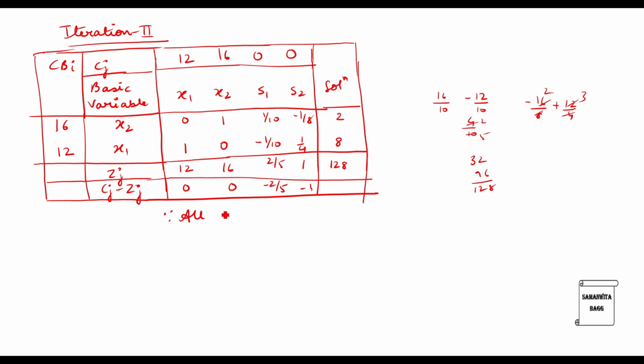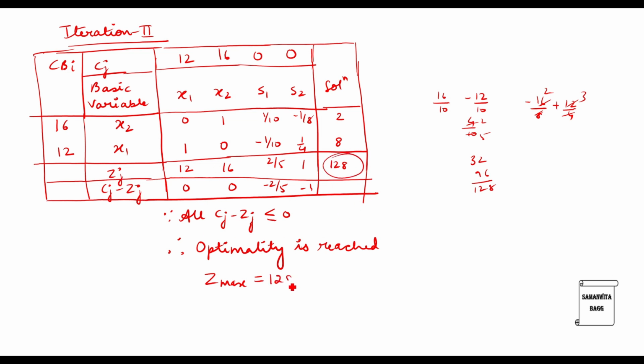Since all Cj minus Zj are less than or equal to 0, therefore optimality is reached. So we have come to the end of the solution. Now we need to find out the value of Z max or the optimum value. This is the answer because this is the Zj row. So this is 128. And here what is the value of x2? 2. And the value of x1 is 8. So we'll write down x1 is equal to 8 and x2 is equal to 2. So this is my answer.